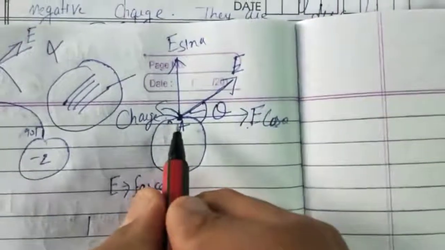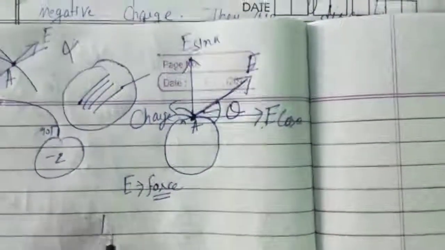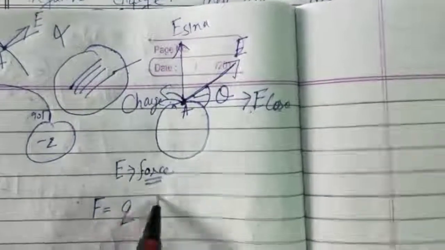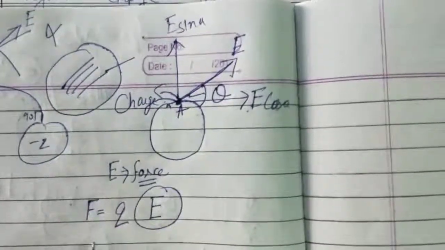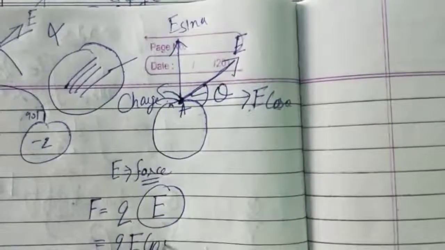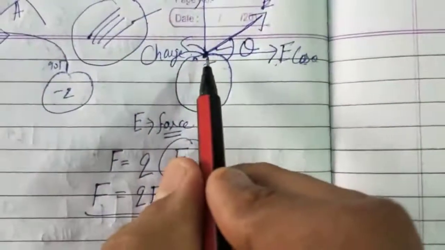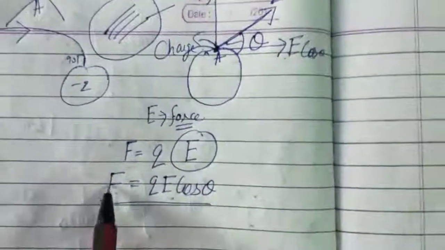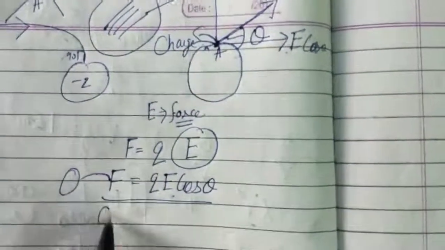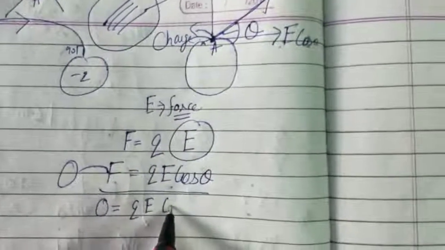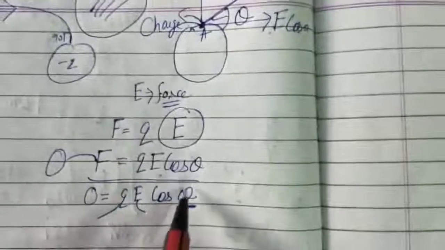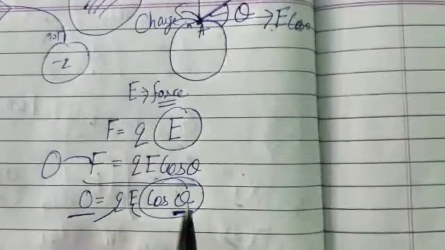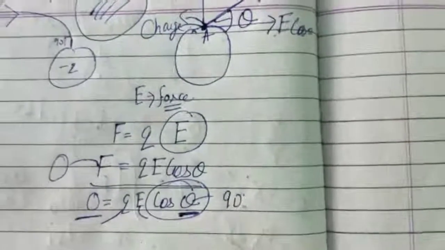But we know that in reality the charge that is present at A does not move. So what is the force? Force is Q into E. Which component of E is acting? QE cos theta is equal to F. But the charges which are present in reality are not moving. That means if they are not moving, the force will be 0, and the force can only be 0 if cos theta is 0, since Q is not 0 and E is not 0. So theta has to be 90 degrees if we want to make it 0.